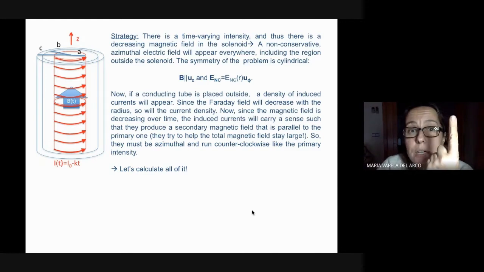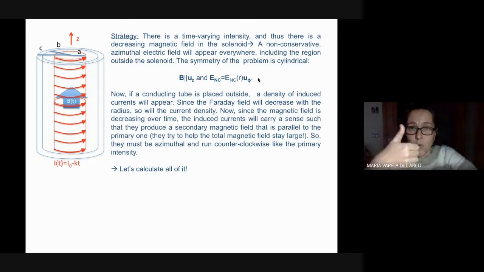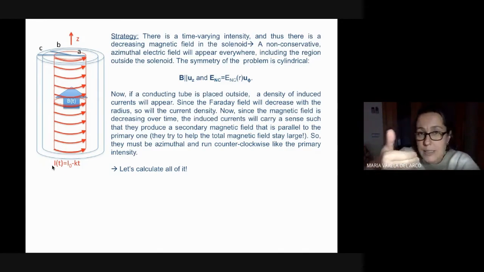So a non-conservative azimuthal electric field is going to be induced, like we said, and it will appear everywhere, including the region of the conducting cylinder outside. This problem has cylindrical symmetry and this non-conservative field will be azimuthal. And it will, like we just said, rotate counterclockwise, just like the primary current that is decreasing.